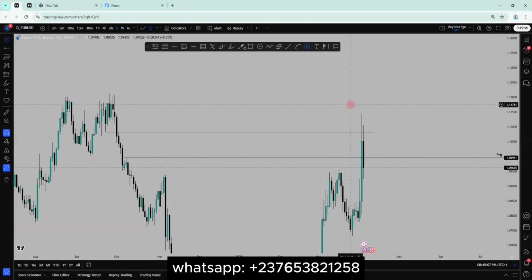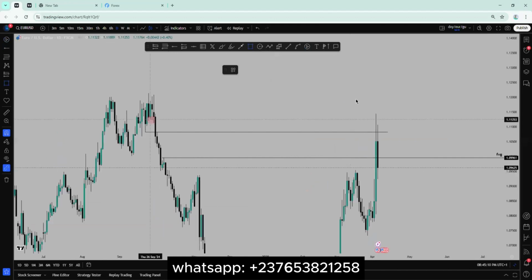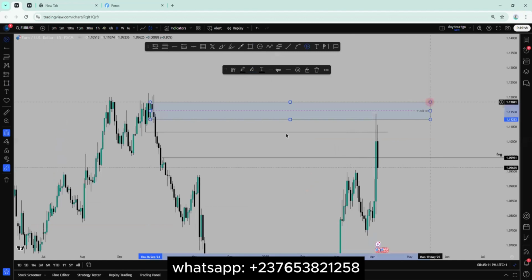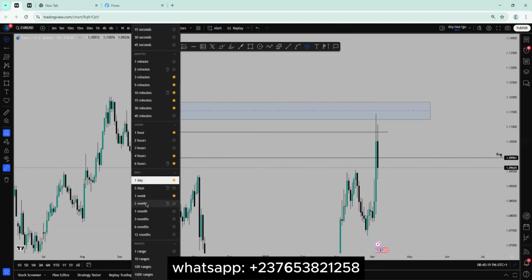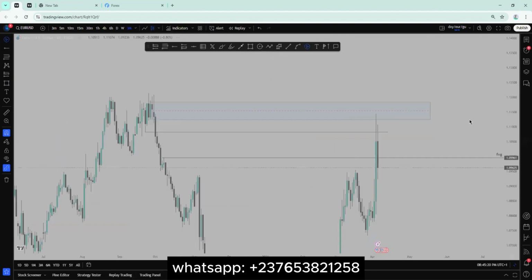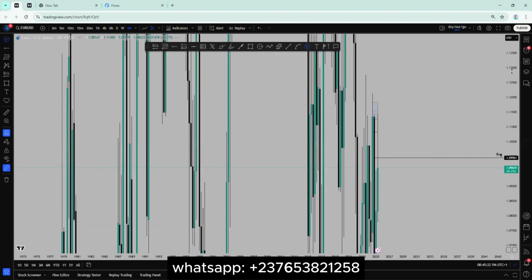On Euro USD, good. On Euro USD, we noticed that this other block was tapped. But take note, on DXY, it was not tapped. So there is something going on right there. Let's go to something like the 3 months time frame here.